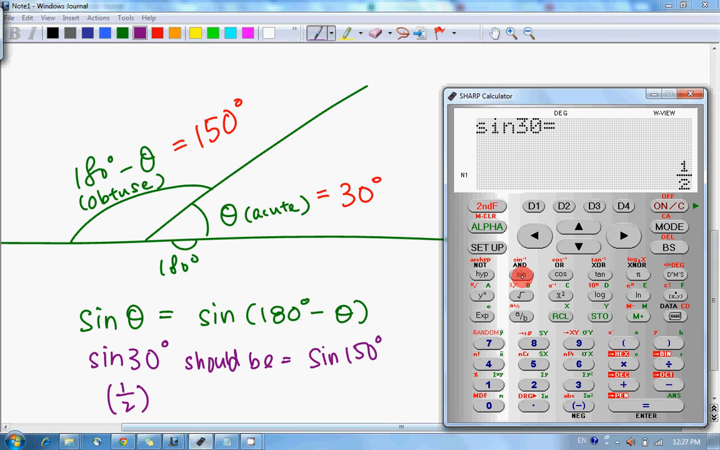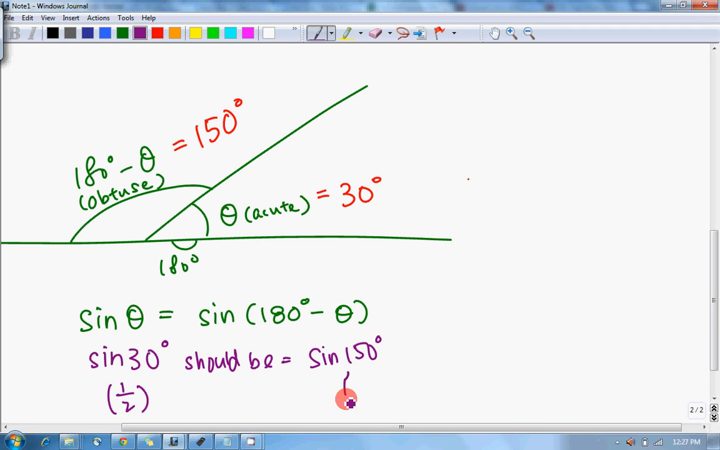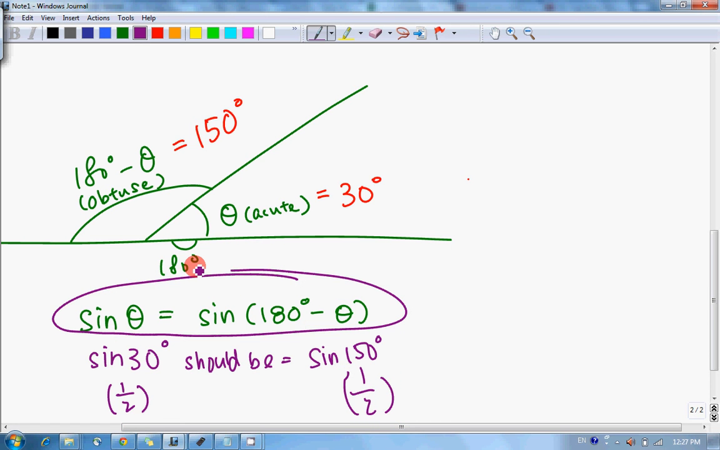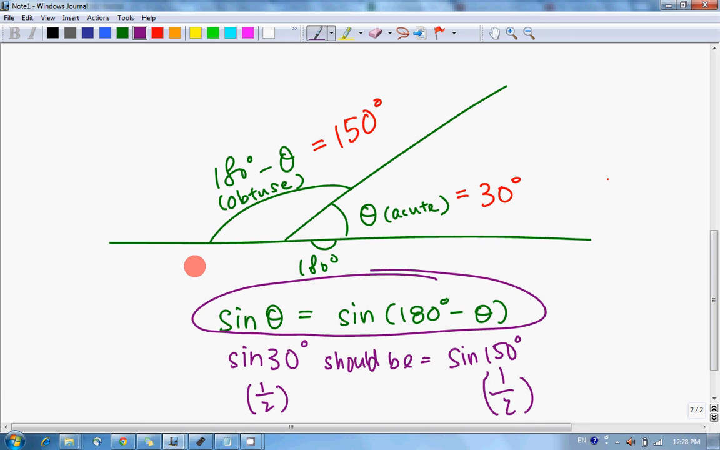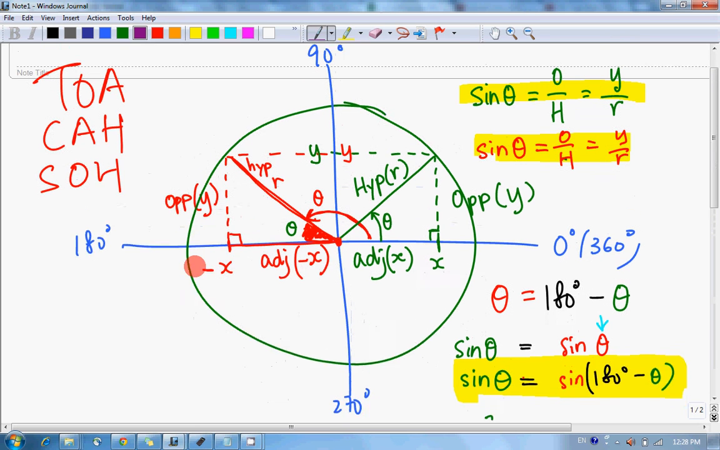Alright, let's try now. Sine 150 degrees also equals half. That's why this formula is valid: sine theta equals sine of 180 degrees minus theta. Okay, now let's look at cosine.